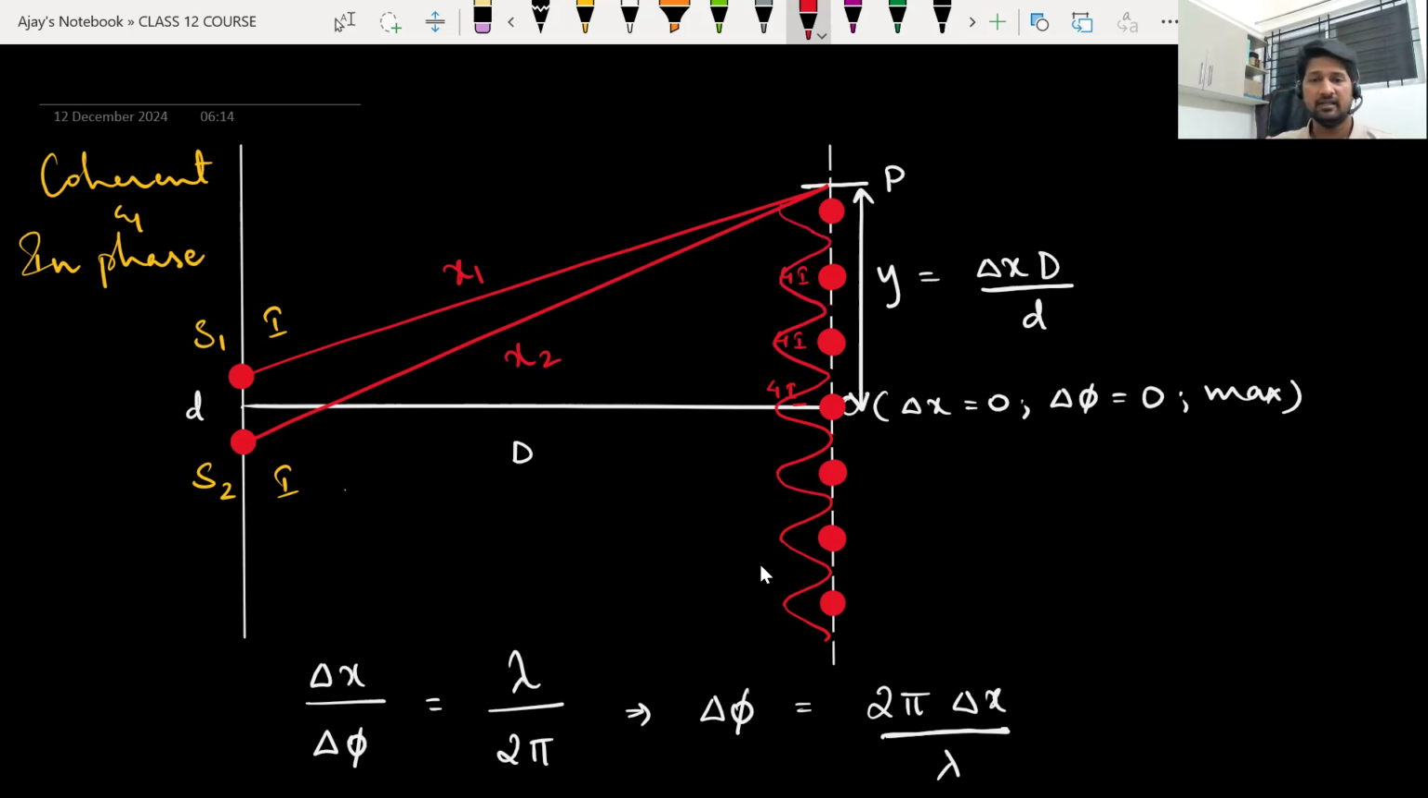Fine. And in YDSE pattern, remember, all the maxima have the same intensity. Whether it's the central maximum or the first maximum on either side of the central one, second maximum on either side of the central one, all maxima have the same intensity. And all minima also will have the same intensity. In this case, because we took sources to be of equal intensities, that minimum intensity turns out to be 0. Is this point clear?